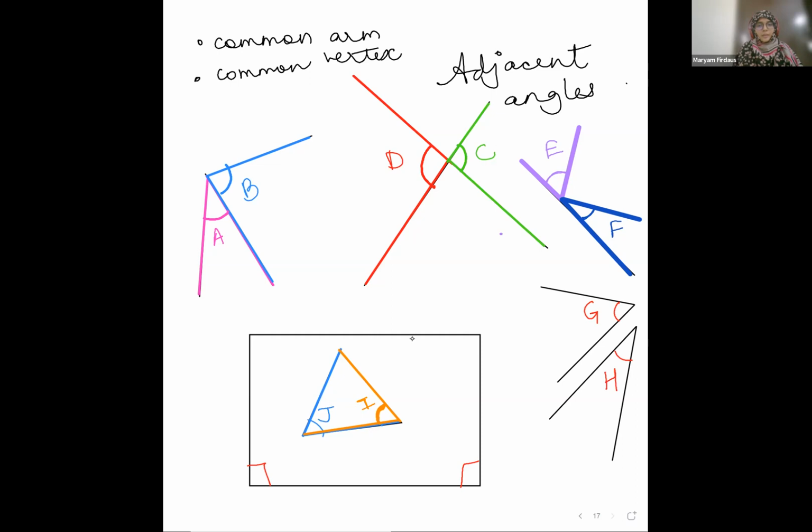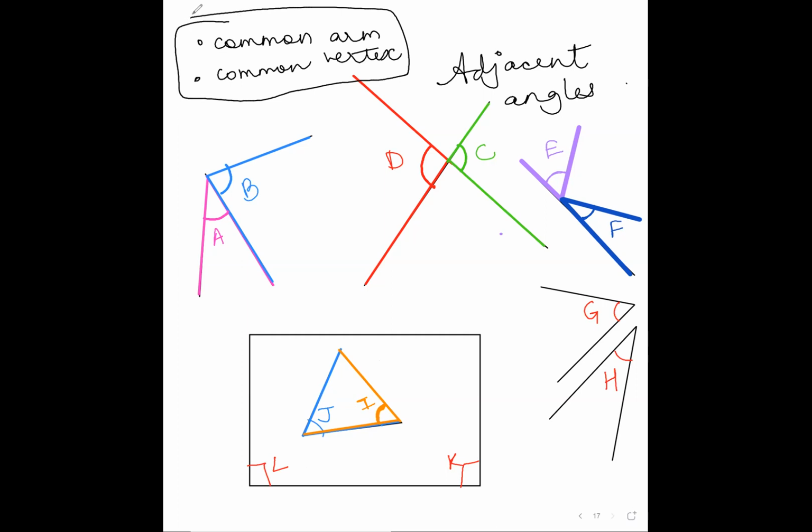Angle K and angle L. Out of these, which pairs of angles are adjacent angles? Look at the definition that I've written at the top left corner. Which of these are adjacent? AB. Very good. AB are adjacent because they have a common vertex, which is this, and a common arm, which is this.